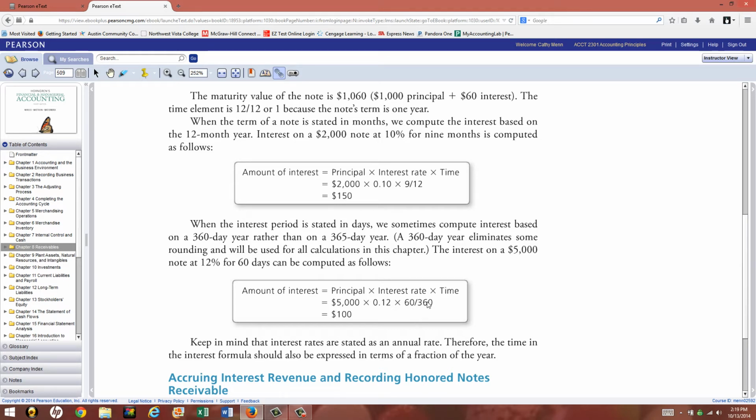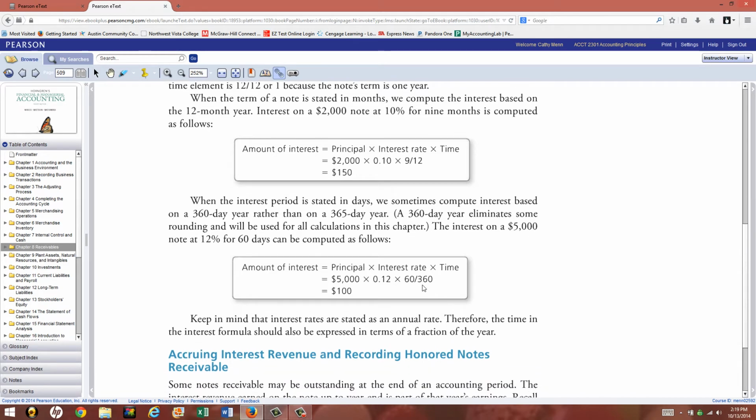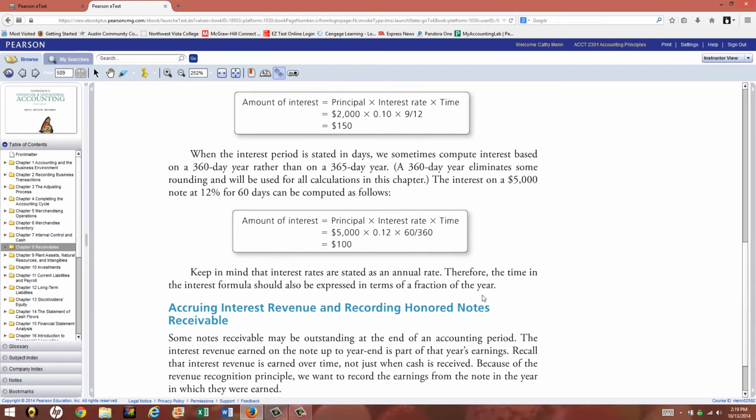I see this a lot of times on exams where students forget this part, and then it's wrong because what they've calculated is an entire year of interest. So remember to do your prorating here.